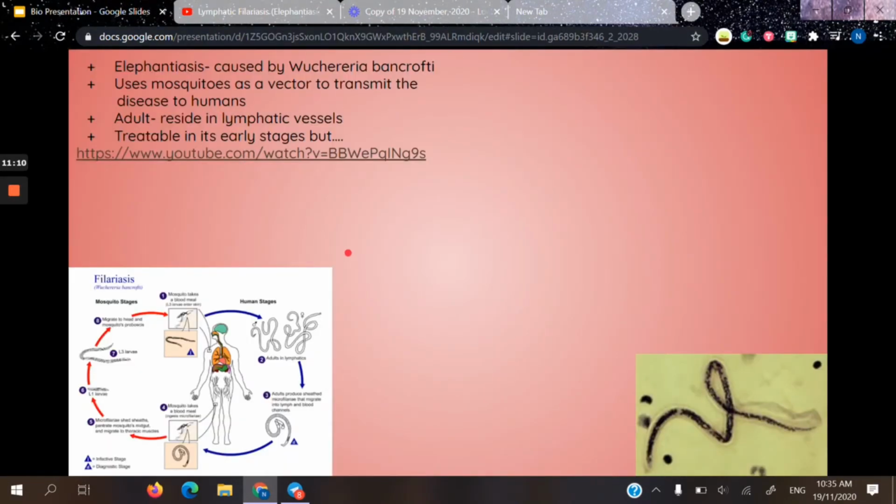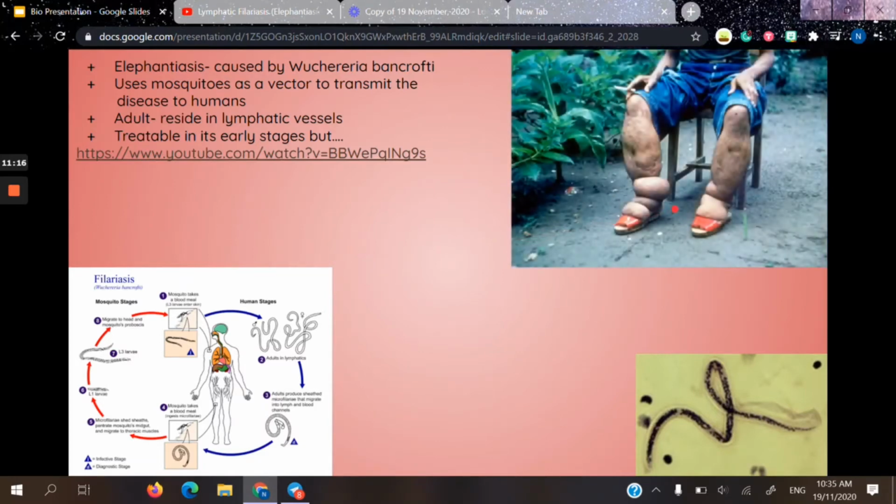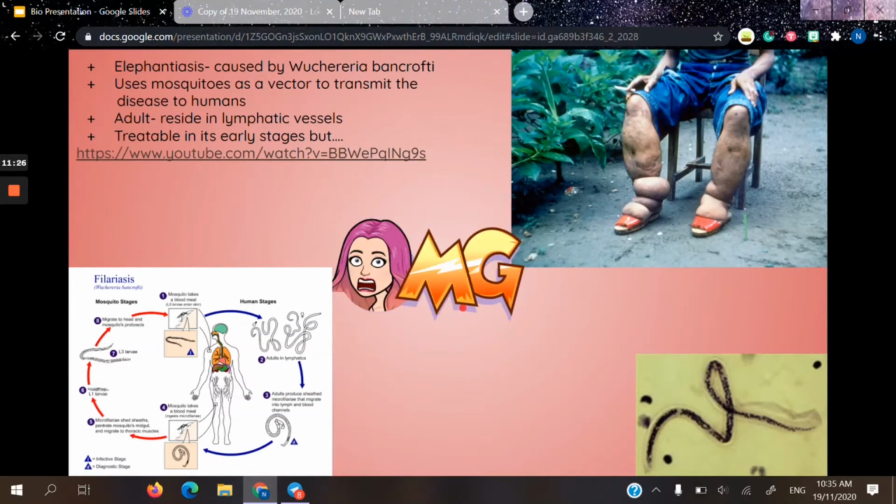So that is a little bit about the life cycle of filariasis. This is an example of elephantiasis.